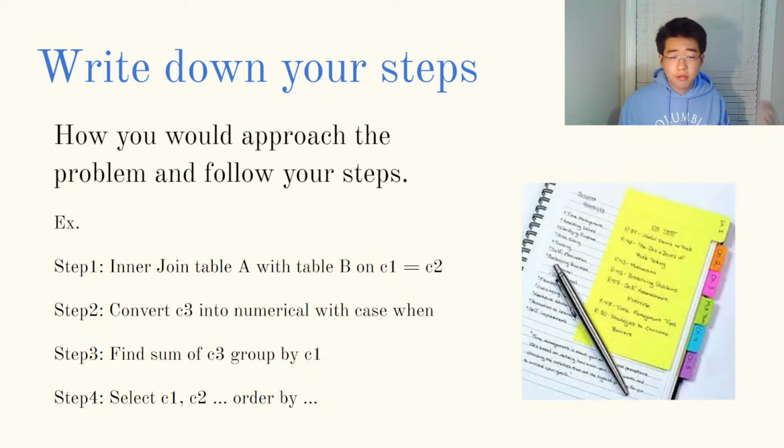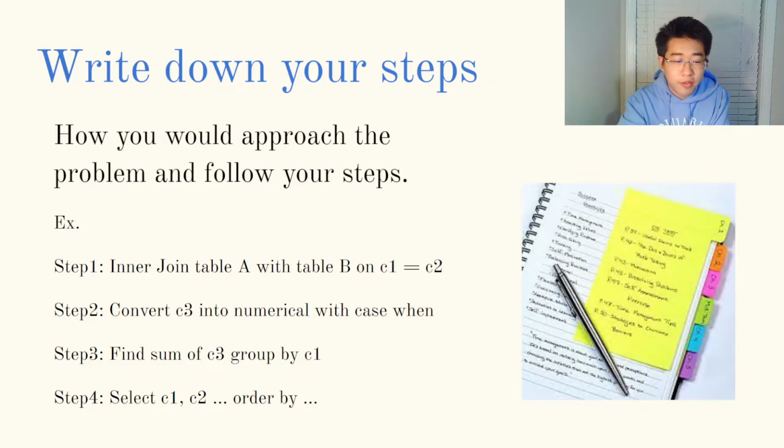Okay, we want to convert this categorical column into numerical with a CASE WHEN statement so that it's 1 when it's a certain group. And then we can find the sum of this group, and then we're going to group by column 1. Again, I don't know what the question is. I'm just making up everything here, right? I'm just assuming there's step 1, step 2, step 3.